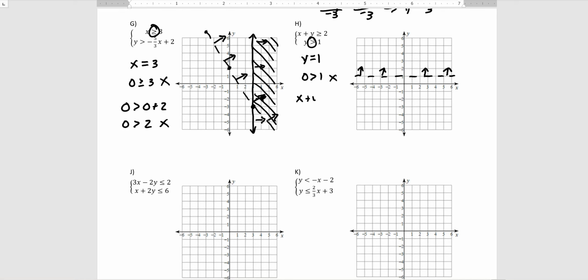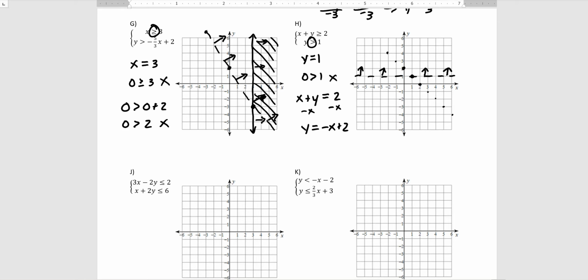Now, x plus y is greater than or equal to 2 is not in slope-intercept form. So let's get it that way. All we need to do is subtract x. We'll get y equals negative x plus 2. So that says a y-intercept of 2, a slope of negative 1. So that means down 1, right 1.